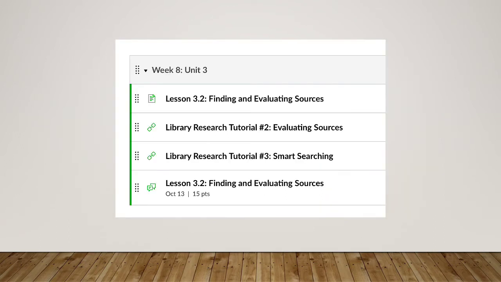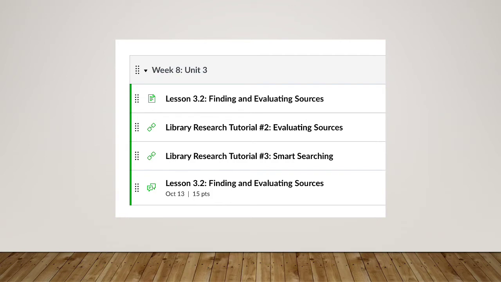Here's what the unit looks like. So remember, each one of these is links. Please read through Lesson 3.2, Finding and Evaluating Sources. You have 2 videos there, library research tutorials. Now last week, remember I said that for some reason the link was broken, so I provided you with an alternative. But we now have the WSU library tutorials in place.